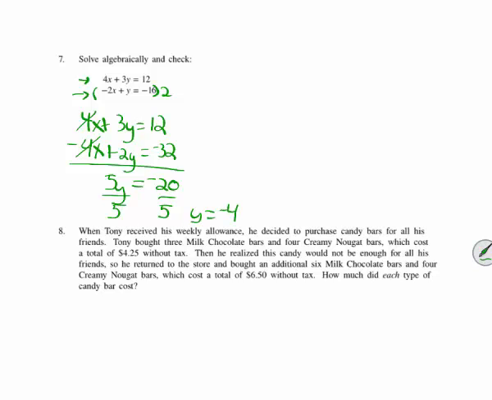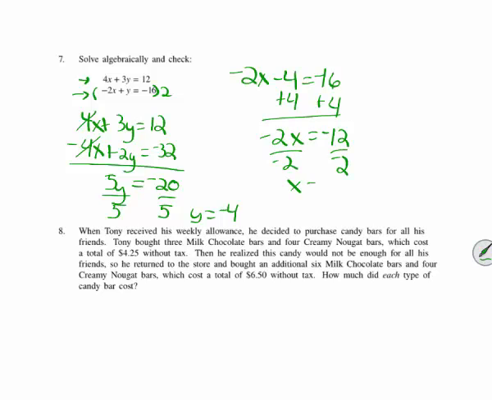And then I'm going to put that in. I'm going to choose the second equation. Negative 2x minus 4 equals negative 16. Add 4. Negative 2x equals negative 12. Divide by negative 2. So x is 6. It does tell you to check. You would have to do that on the test. I'm going to skip that one.